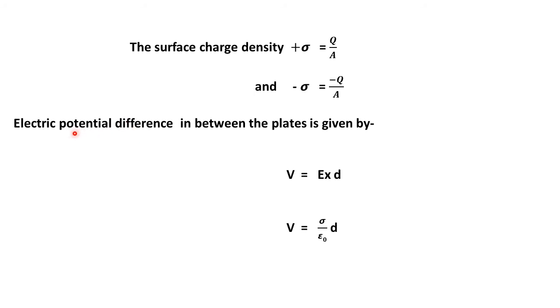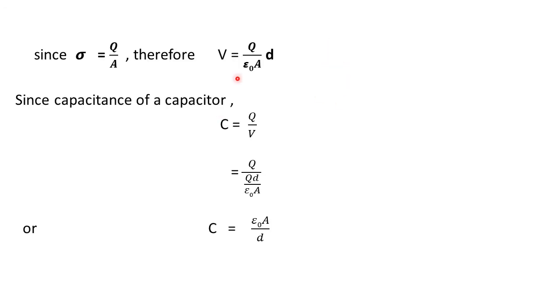So what will be the potential difference between the plates of the capacitor? V is equal to E into d. E we have just calculated, that is sigma by epsilon naught. So V is equal to sigma by epsilon naught into d. Now what is sigma? Sigma is surface charge density, that is Q by A. We will replace this sigma by Q by A. So you get V is equal to Q by epsilon naught A into d.